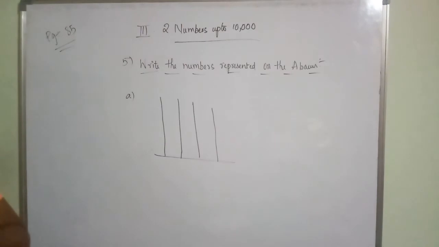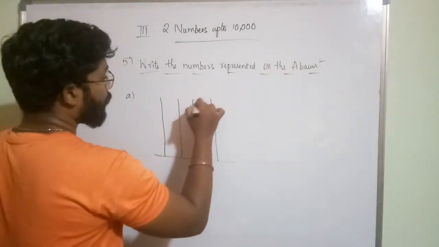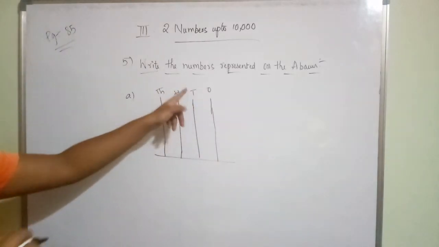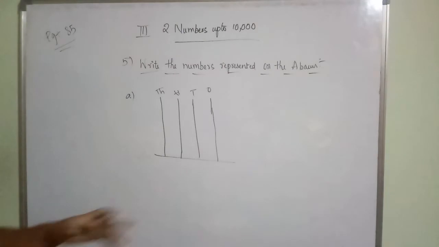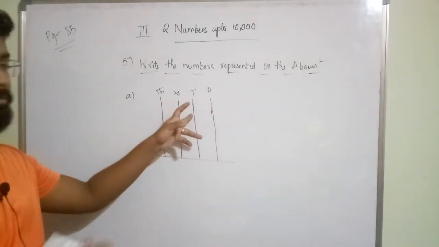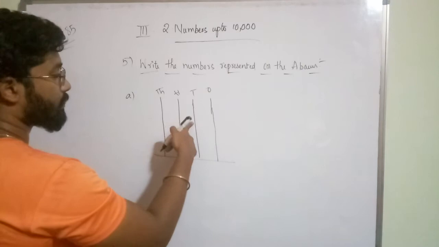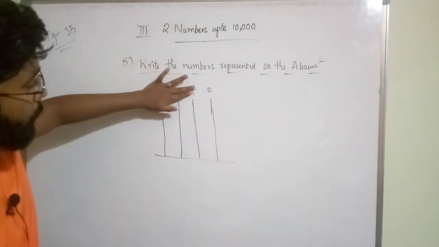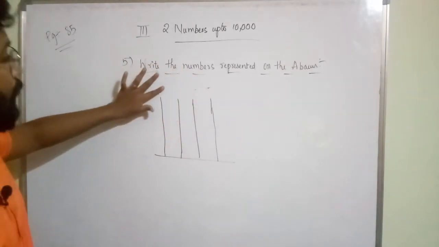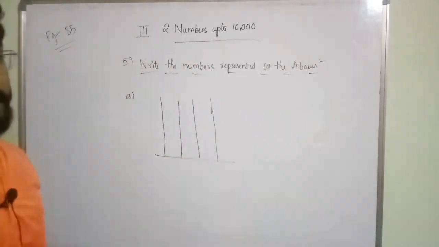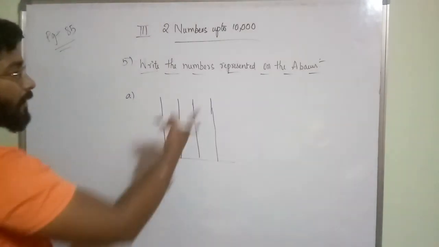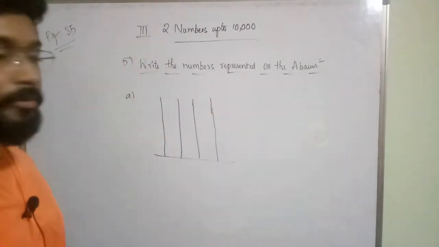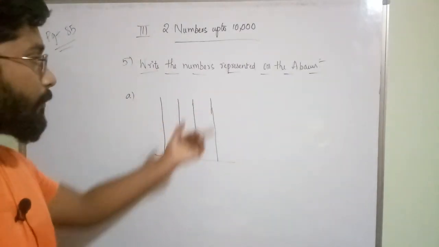You are having 4 rods: ones, tens, hundreds, thousands. So no need of writing always here ones, tens, hundreds, thousands. First rod is ones, second rod, from right to left: first rod is ones, second tens, next hundreds, next thousands. Like that you have to remember. So from here we will not write anything like this. We will directly understand, because if I write it now and don't write it next time, you will get confused. From here only you should understand by seeing the rods.